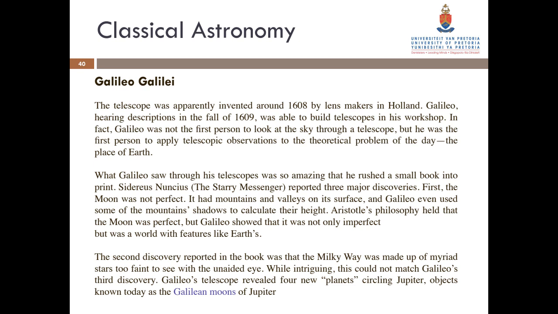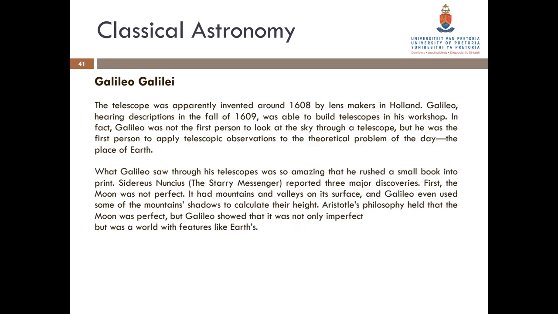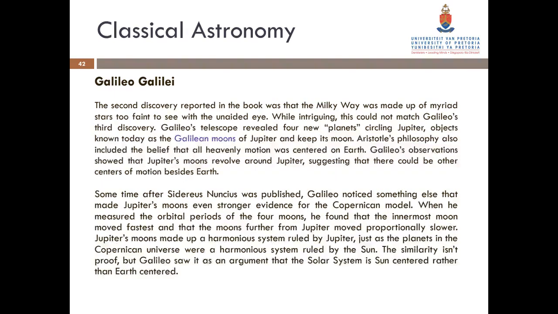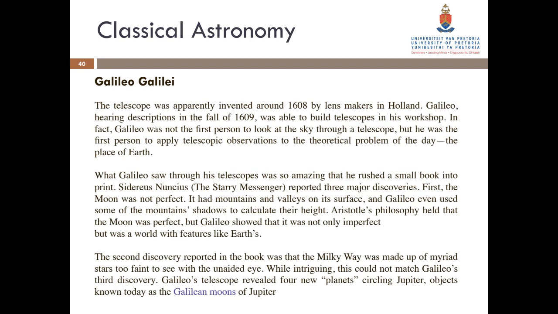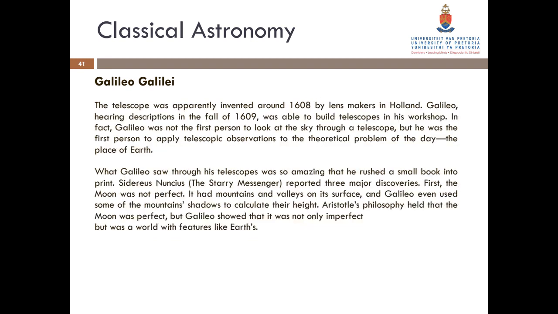The second discovery reported in the book was that the Milky Way was made up of a myriad of stars, too faint to see with the unaided eye. While intriguing, this could not match Galileo's third discovery. Galileo's telescope revealed four new planets circling Jupiter, objects known today as the Galilean moons of Jupiter. Looks like I made a mistake here in the slides. Google Jupiter.